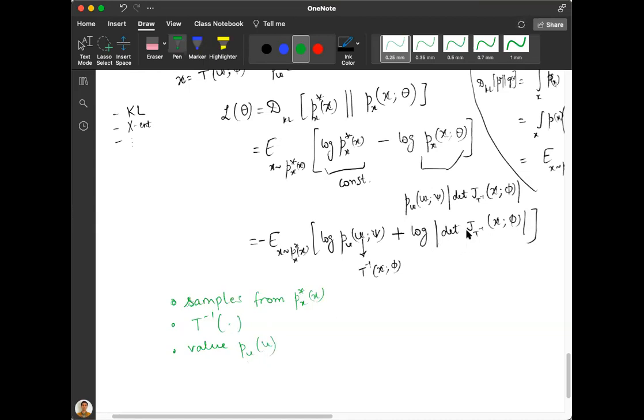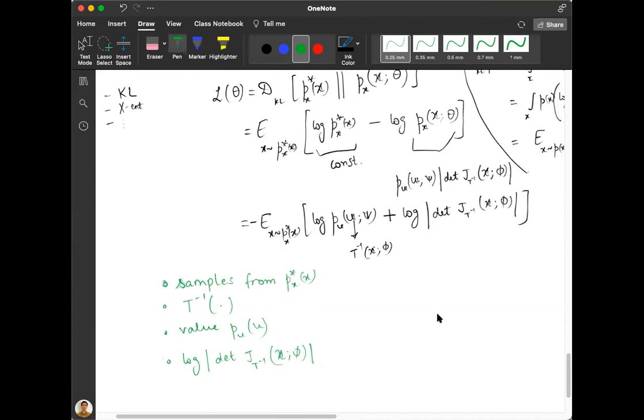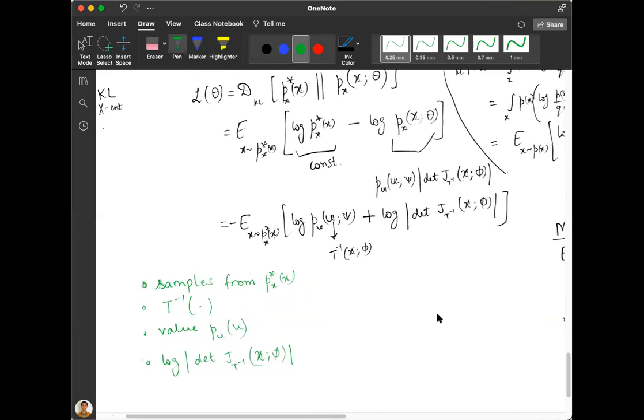And then we need the log determinant of the Jacobian of the inverse, which also we know how to compute, right? You know that this is simply the product of the sigmas. So this is also known to you. All these things are pretty much known to you, so you can construct the loss function using these things. And that's it. Then you train your loss function.